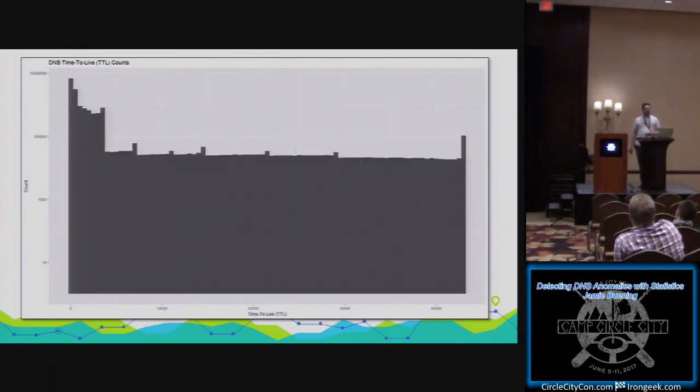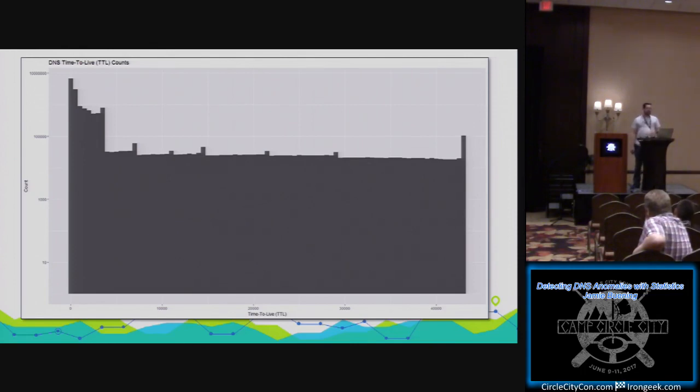So changing over from here and moving on, we're looking closely at the time to live of DNS records and doing those counts again. This is a bar chart here. So the importance of this is some malware activities can use very short time to live DNS records to enable easily switching their domain name between different IP addresses. So if we see that, that may be something we want to look into.